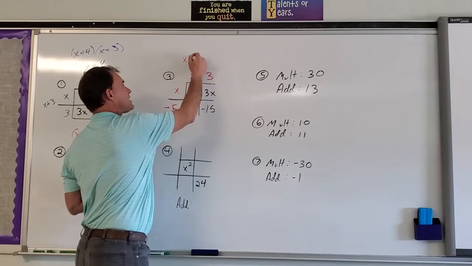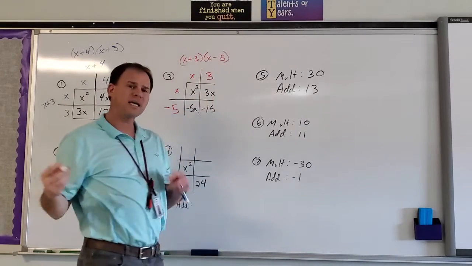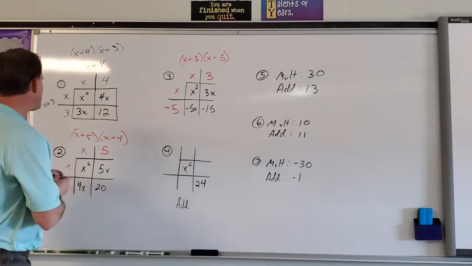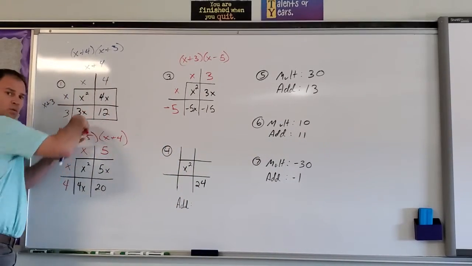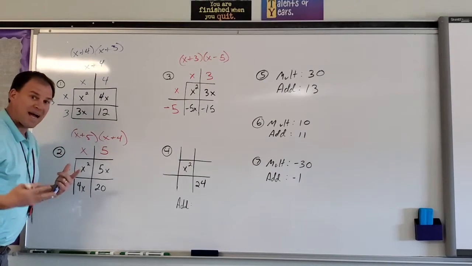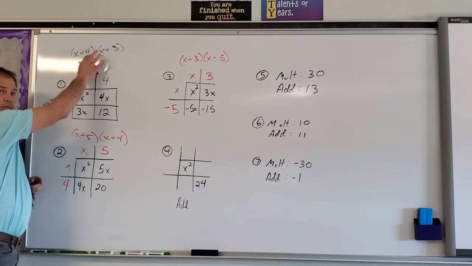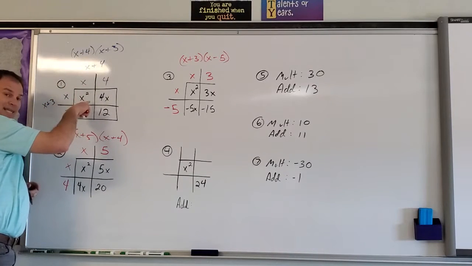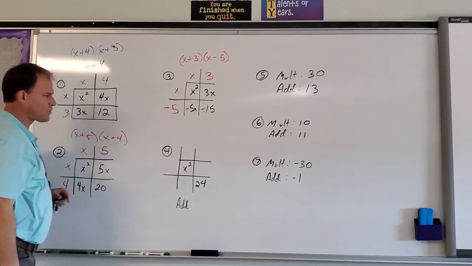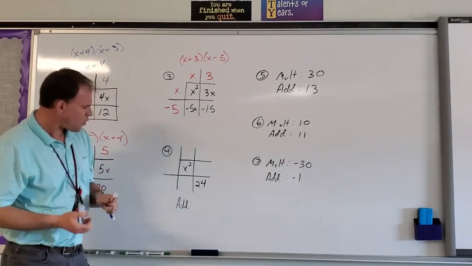So I know I've got x plus 3 and x minus 5. Again, you see what I'm doing here? I'm starting with an area and I'm working backwards to find the length and the width. I'm factoring. If I multiply these together, I get this. We just did this last week. Multiply these two things together, I would get this answer.